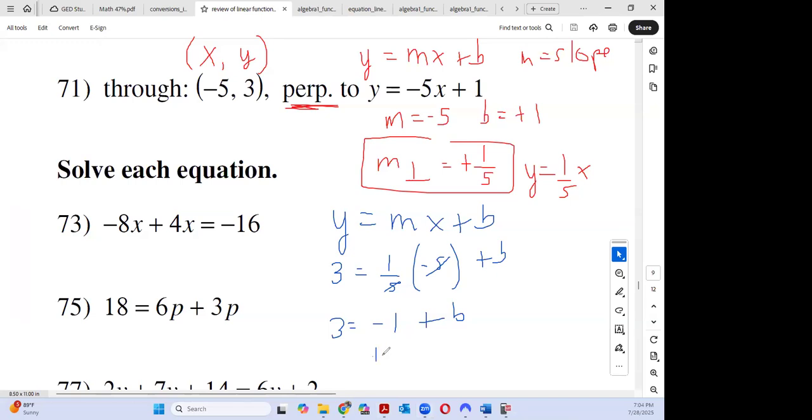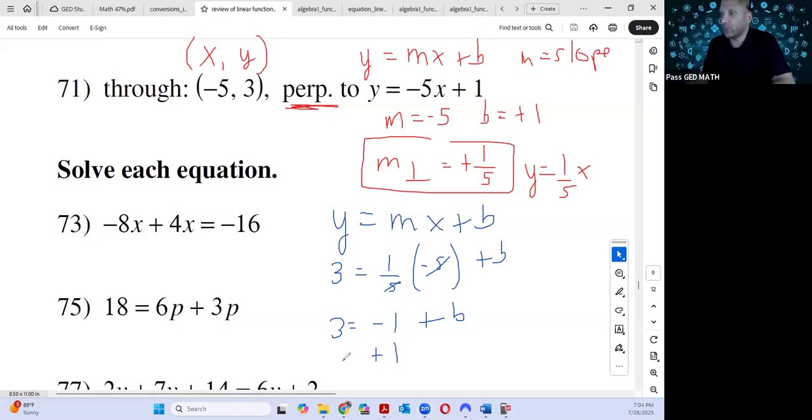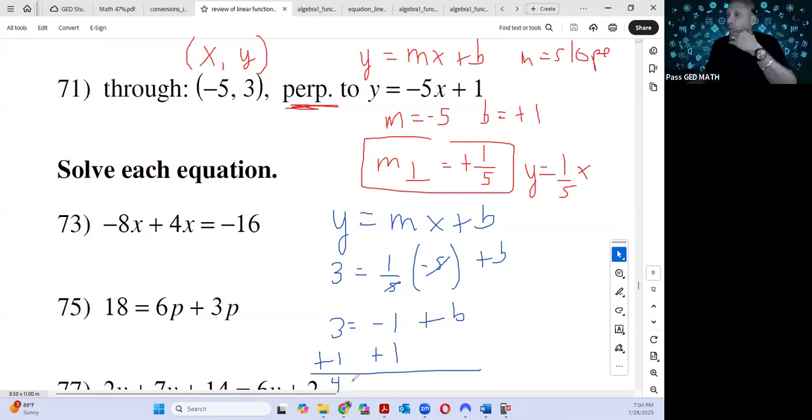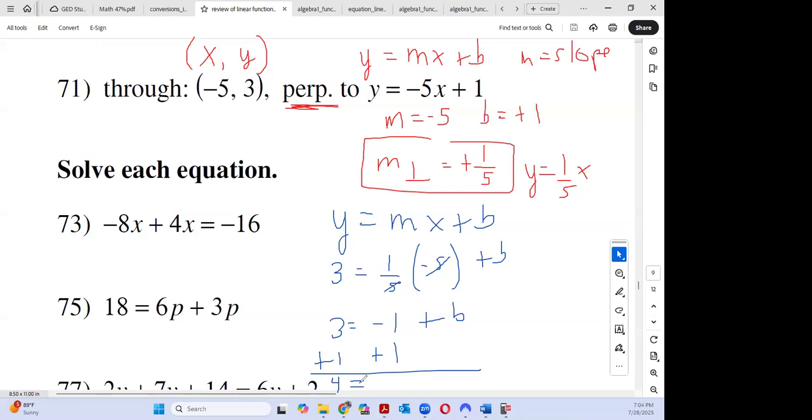Add it. You gotta add what? Plus one. Whatever you do to one side, you gotta do to the other. So what's 3 plus 1? 4. Bring down my B. Plus B. What happens to my equal sign? Bring down my B.